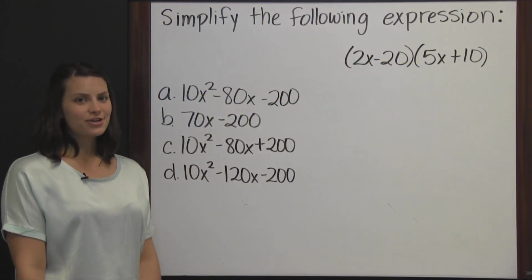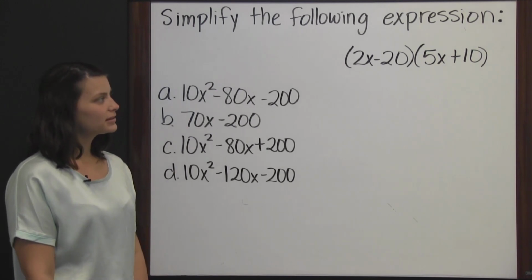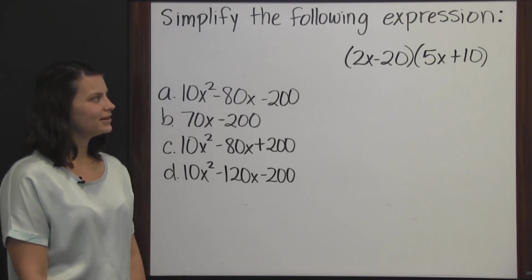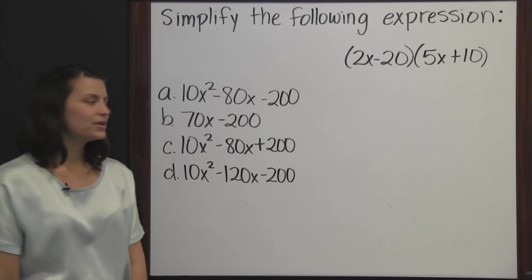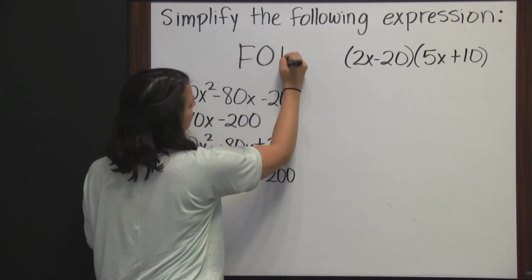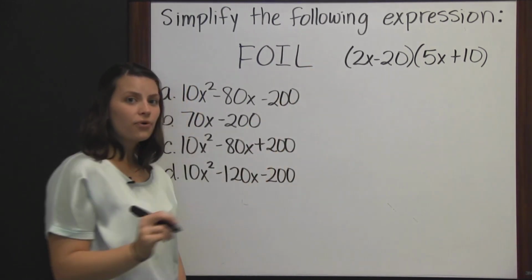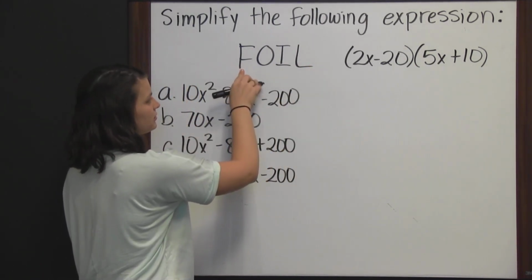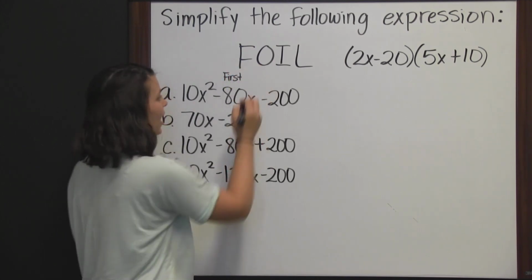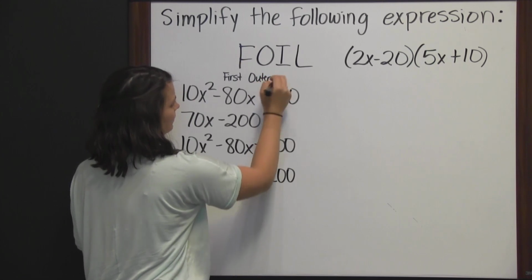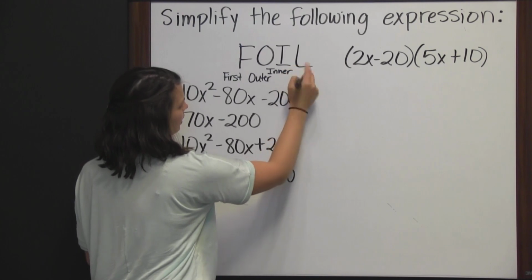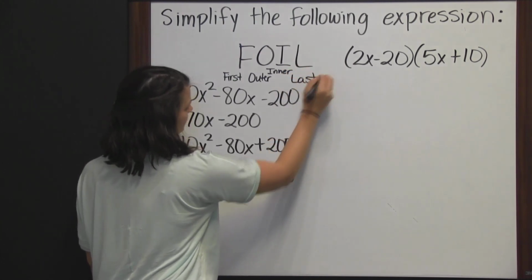Simplify the following expression. The quantity 2x minus 20 times the quantity 5x plus 10. To multiply these two binomials, we can use a method called FOIL. And FOIL stands for first, O stands for outer, I stands for inner, and L stands for last.